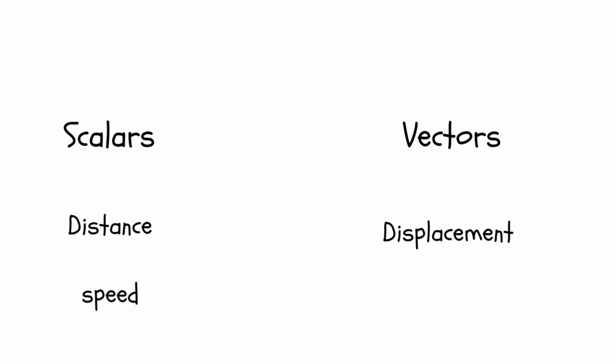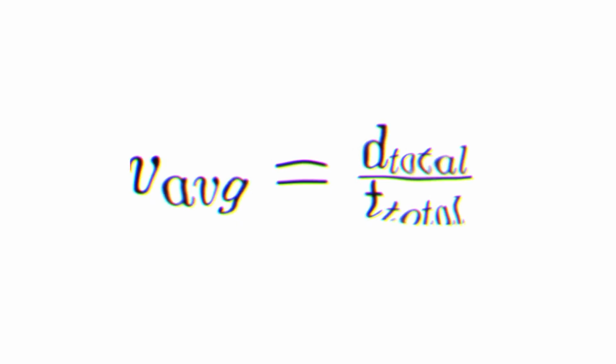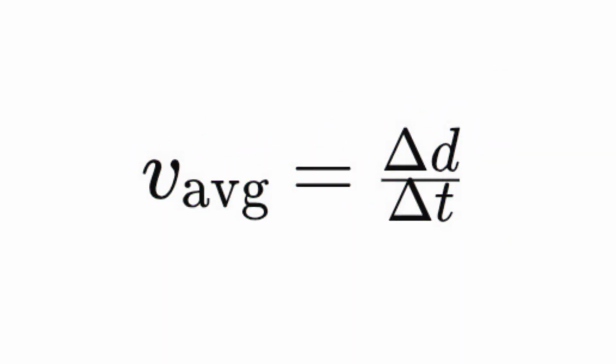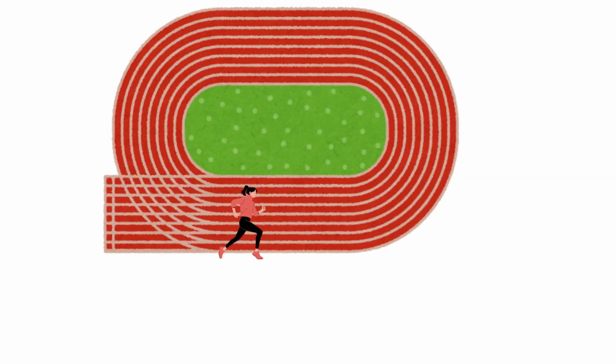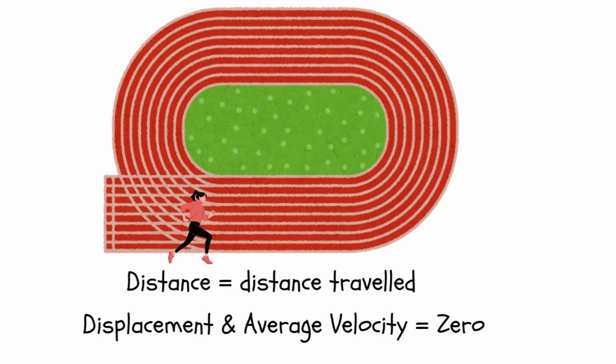Speed tells us how fast something is moving, but velocity tells us how fast and in what direction. Average speed equals total distance divided by total time. Average velocity equals total displacement divided by total time. If you run a lap around a track and end where you started, your distance isn't zero, but your displacement and your average velocity are.